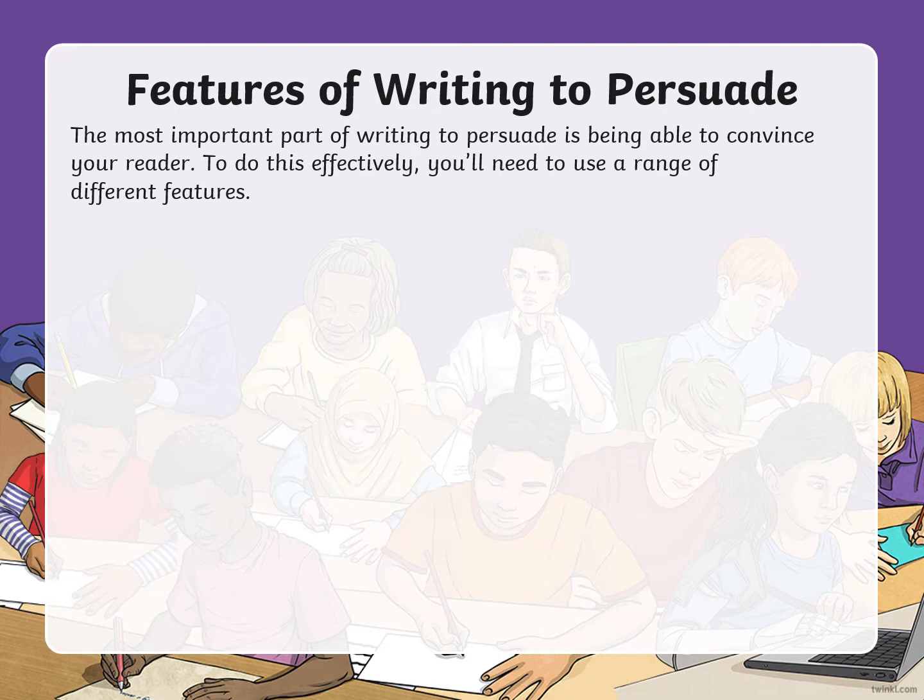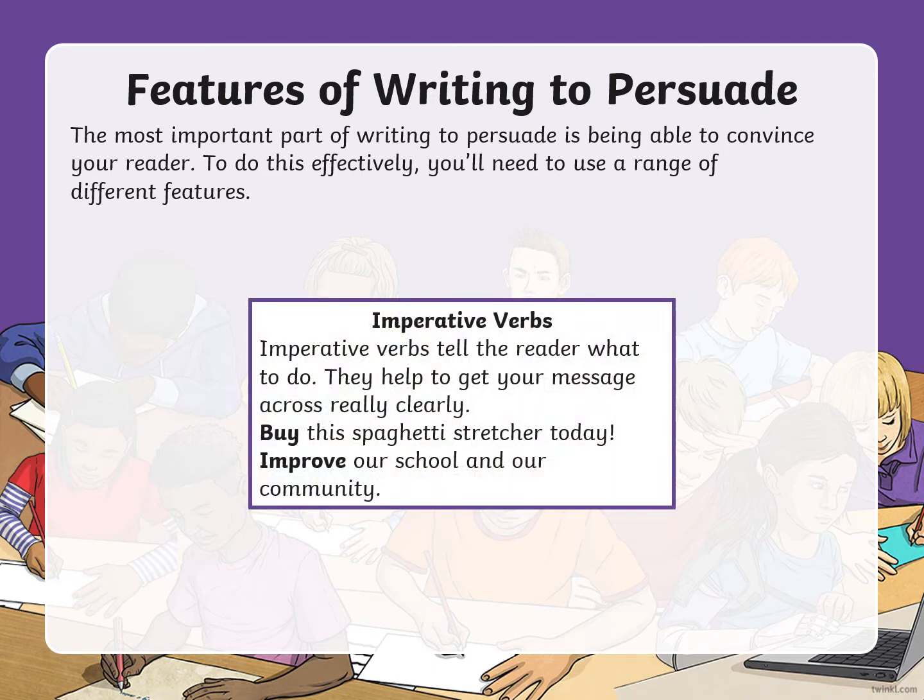The most important part of writing to persuade is being able to convince your reader. To do this effectively, you will need to use a range of different features. Imperative verbs, which tell the reader what to do. They help to get your message across really clearly. Buy this spaghetti stretcher today. Improve our school and our community.